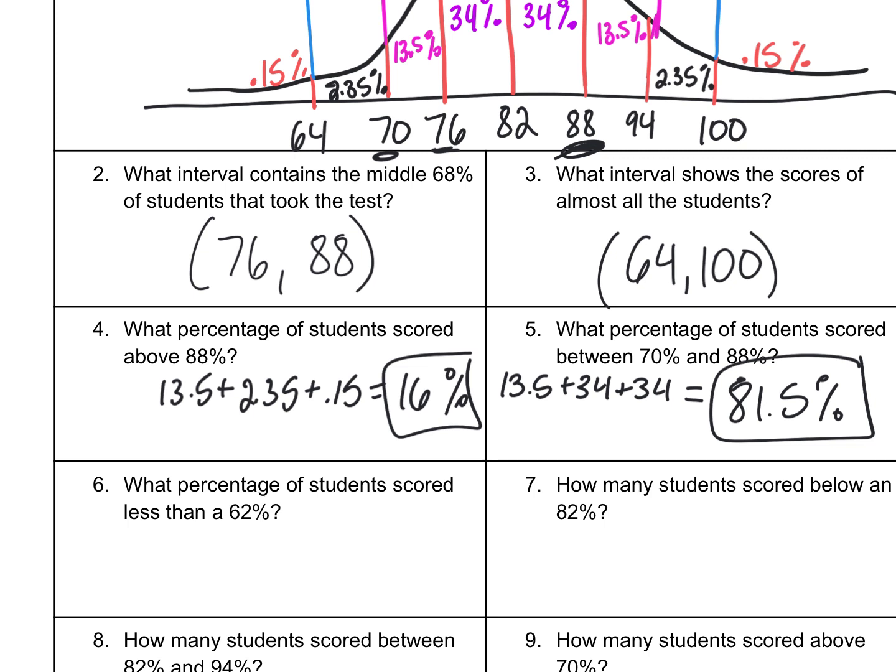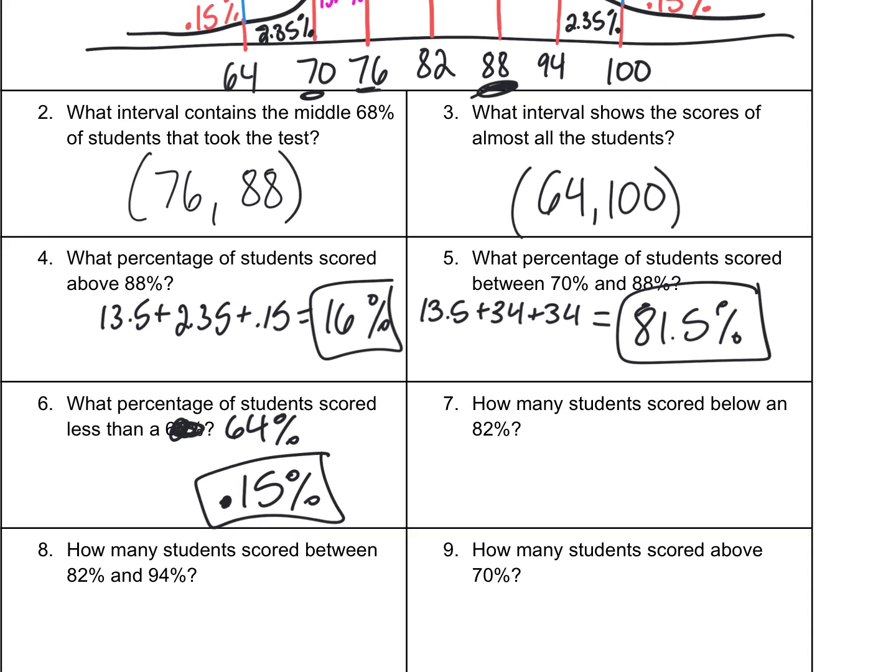What about what percentage of students scored less than a 62? Or sorry, that should have been 64. That's a typo. Sorry. Yep, it'd be 0.15 though. It'd be 0.15. Okay.